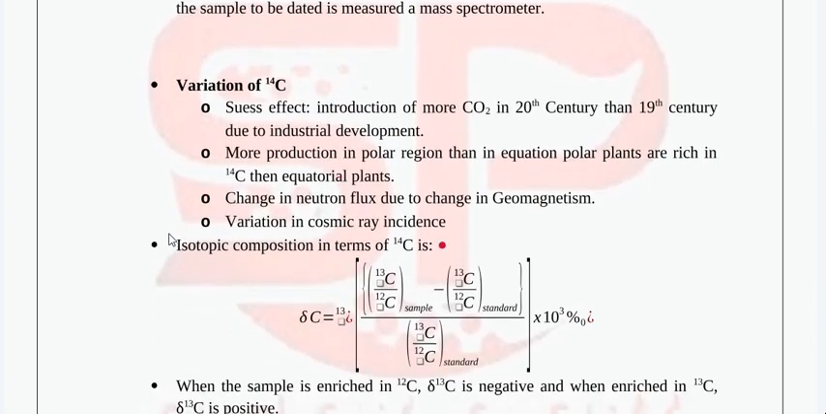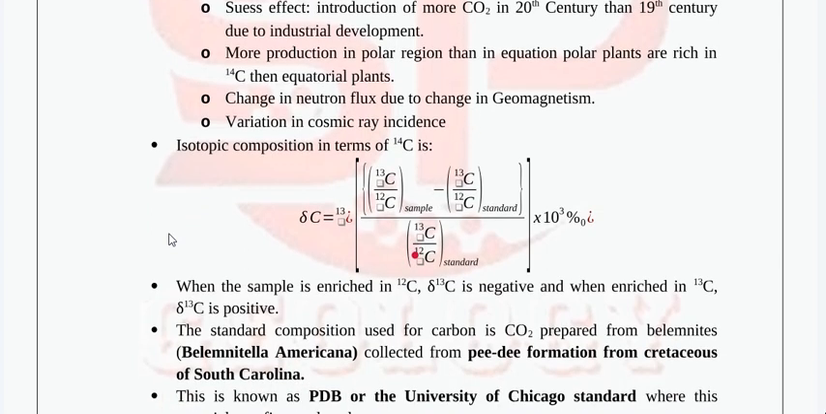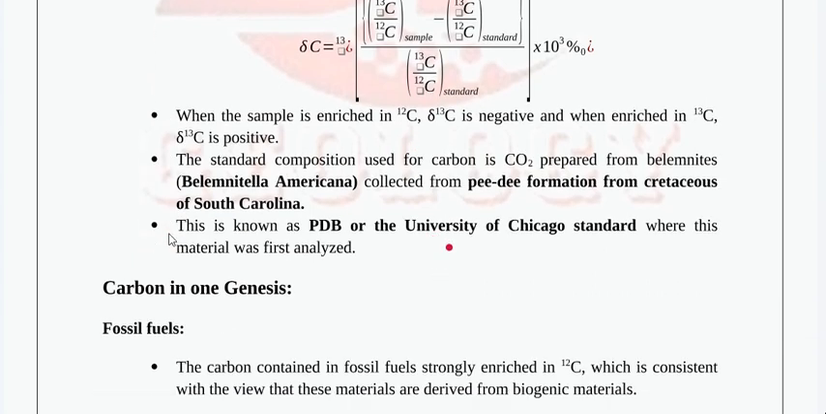Then we have the Suess effect: the introduction of more CO2 in the 20th century than the 19th century due to industrial development. PD formation, University of Chicago standard. The name of the fossil is Belemnitella americana, the genus and species. So the PD formation is from the Cretaceous of South Carolina.